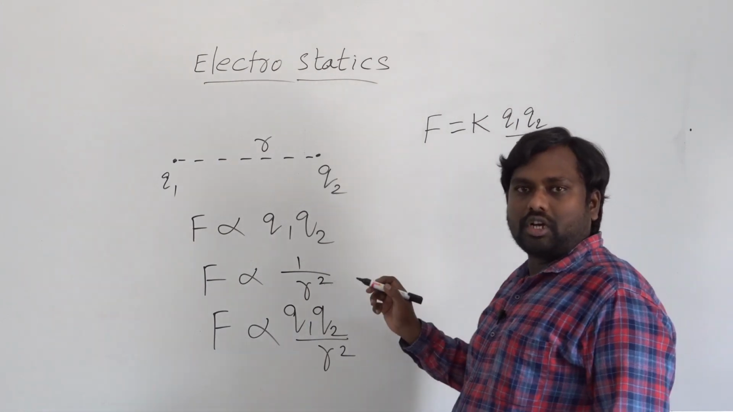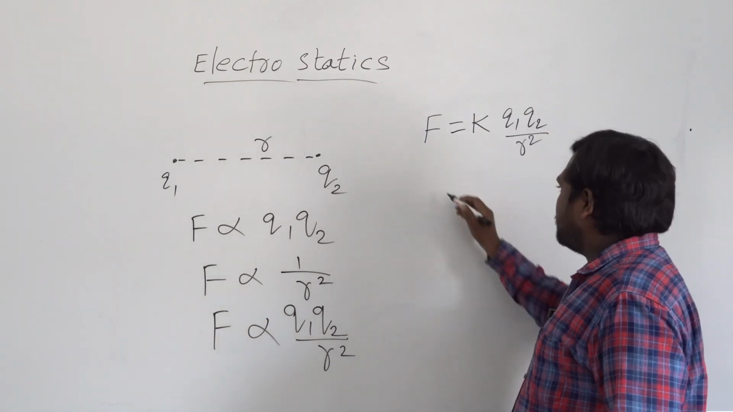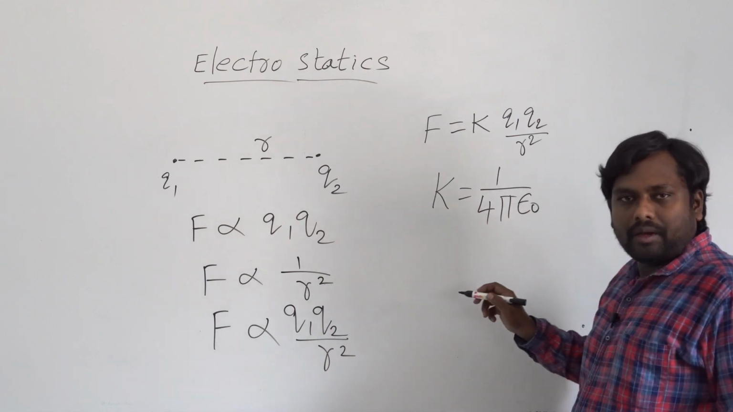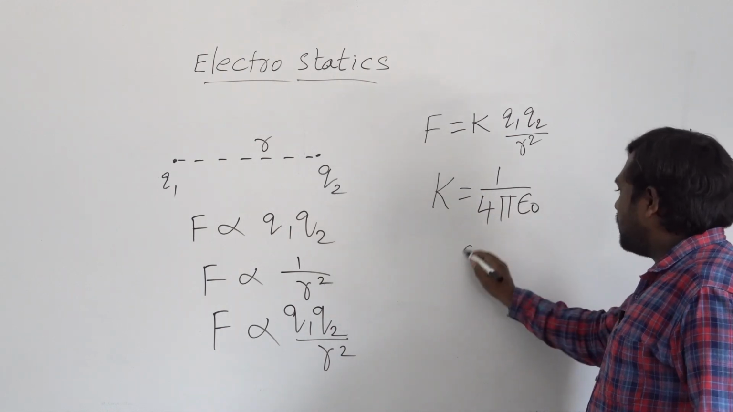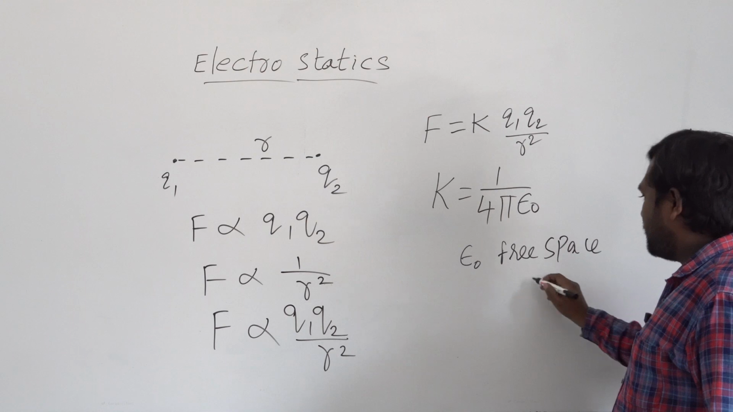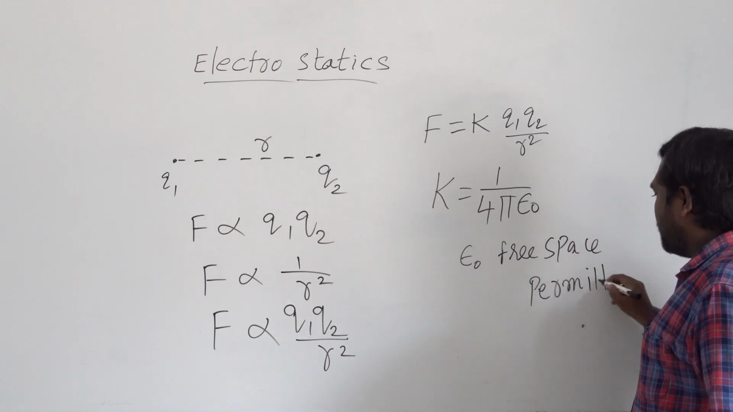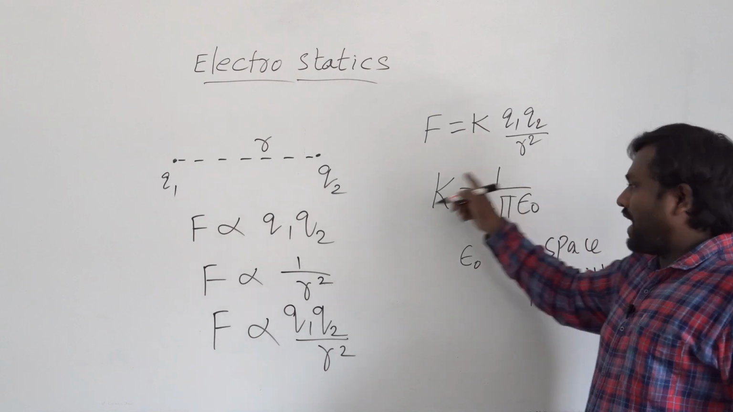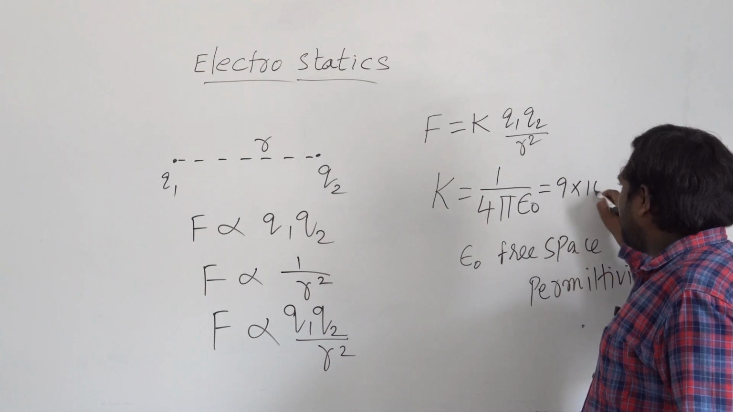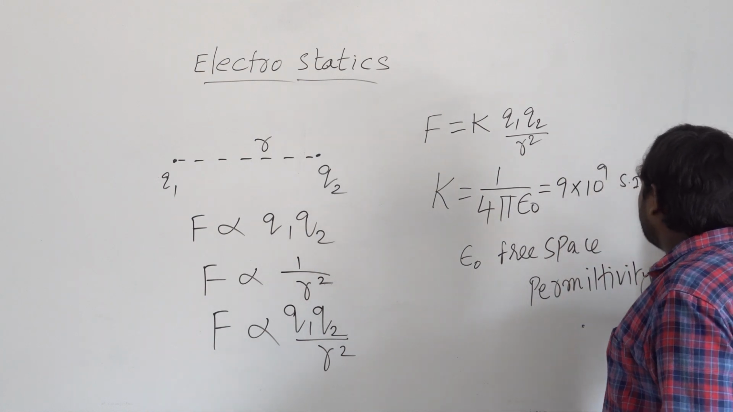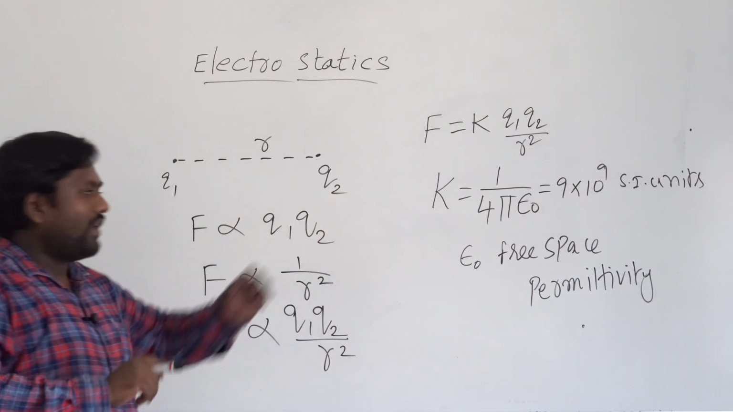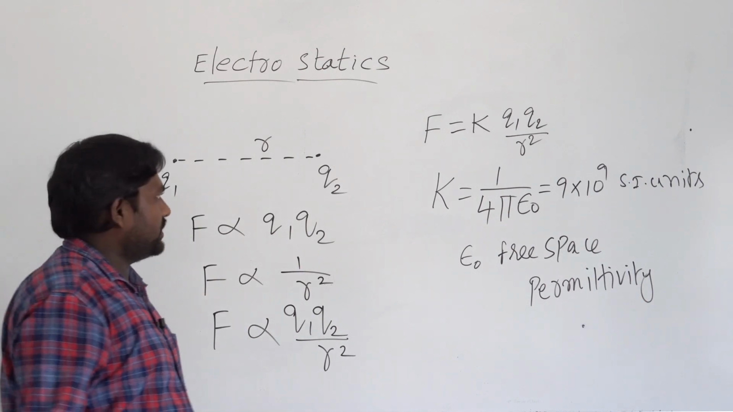Here K is the proportionality constant and the value of K is 1 by 4 pi epsilon naught. Here this epsilon naught is called free space permittivity, and the value of this K, K equal to 1 by 4 pi epsilon naught, is 9 into 10 power 9 SI units. This is the value of K, the proportionality constant.